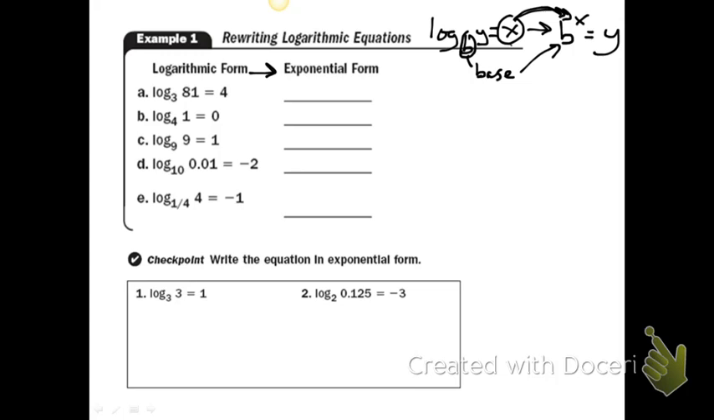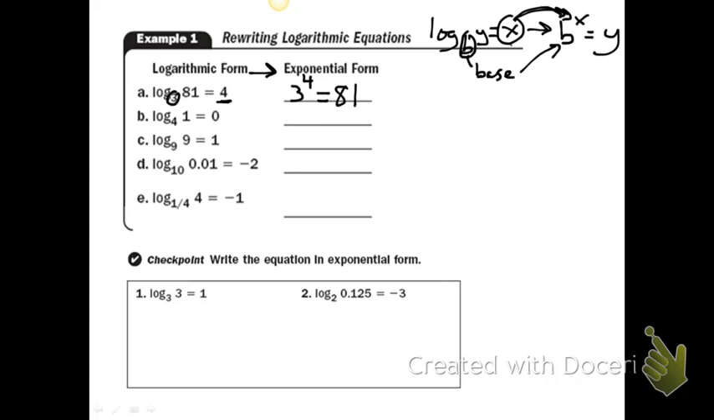So if I have log base 3 of 81 equals 4, I know the base of my log is 3. So in exponential form, I'm going to start with 3 as my base. I know the log is equal to the power that the base is raised to. So 3 to the power 4, and that's got to equal 81. If you think about it, that is absolutely true. 3 to the 4th is 81. So I know I've done it correctly. Let's take a look at another one.